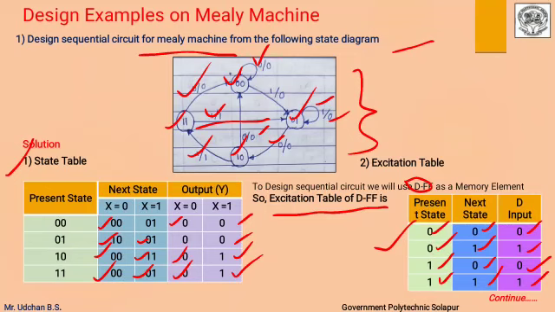We already studied how to form the excitation table for the given flip-flop from its truth table. So we are going to use this excitation table for the design of the sequential machine.